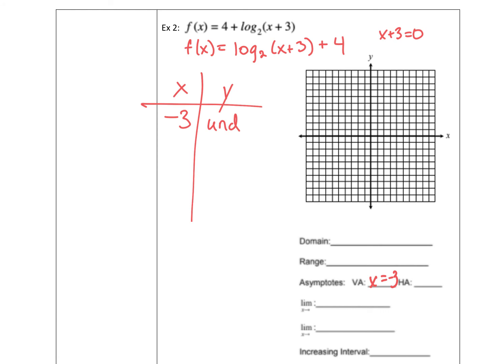What are we going to plug in after negative 3? Negative 2, negative 1, 0, 1. Do something bigger than 1. 4. Okay.